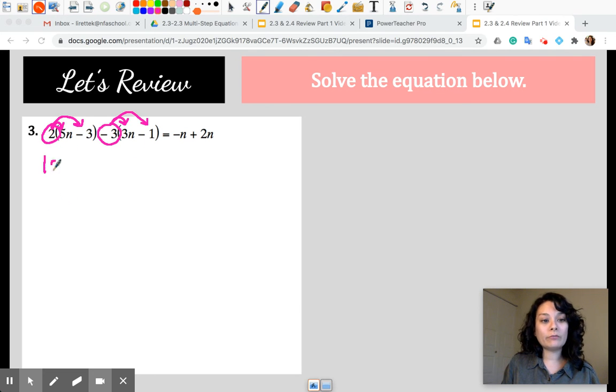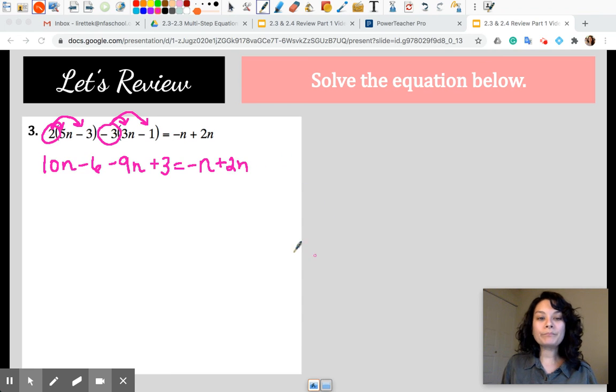2 times 5 will give me 10n. 2 times -3 gives me -6. -3 times -3n gives me -9n. And -3 times -1, the negatives cancel. I get a +3. And then I bring down my equals, -n plus 2n.